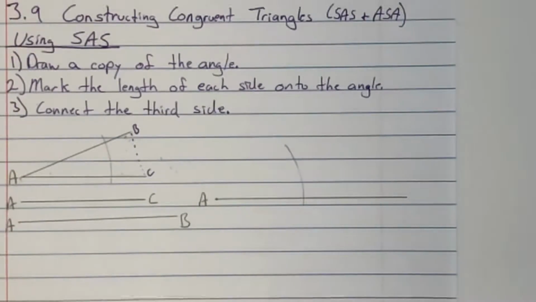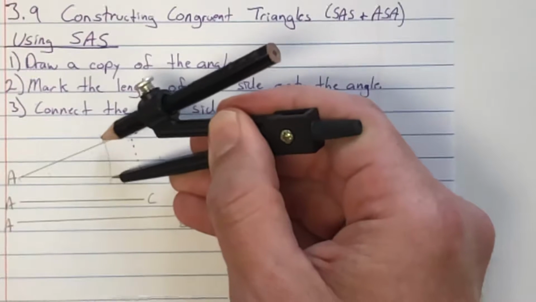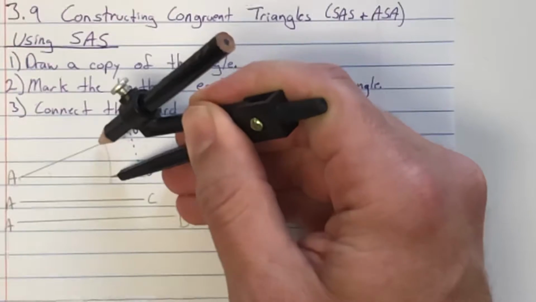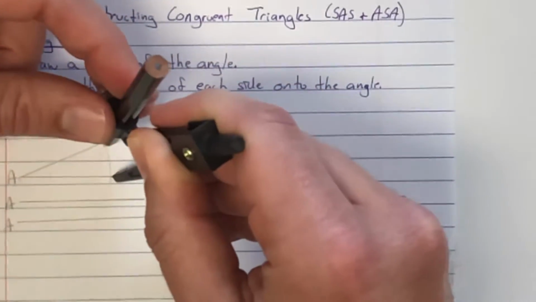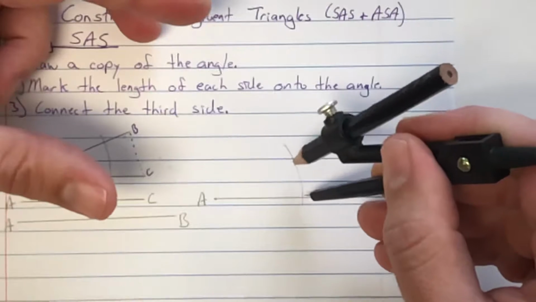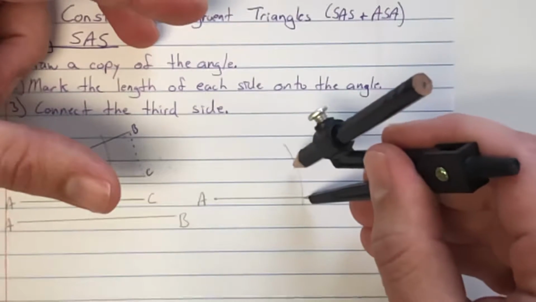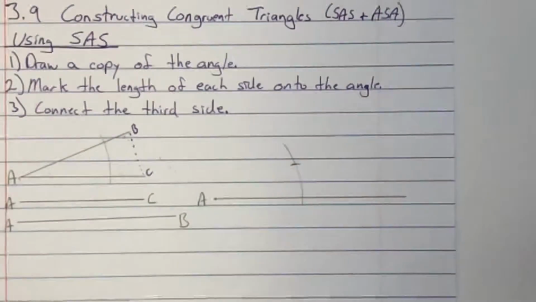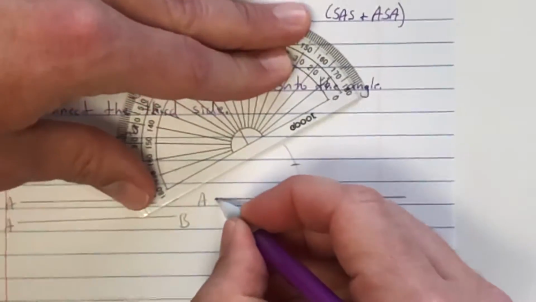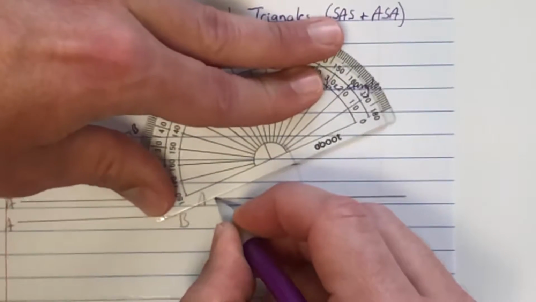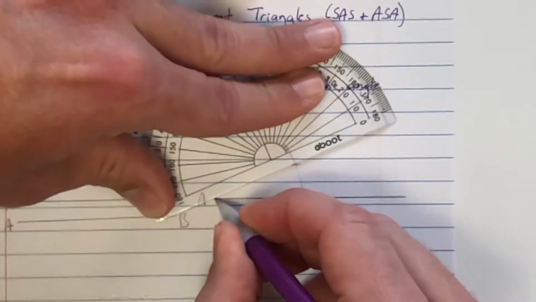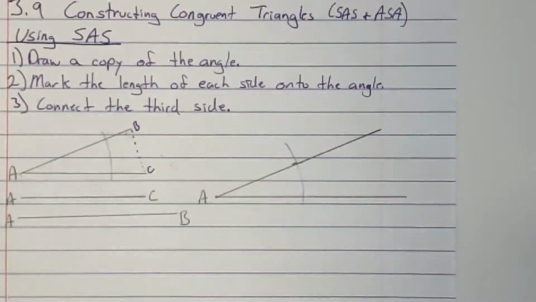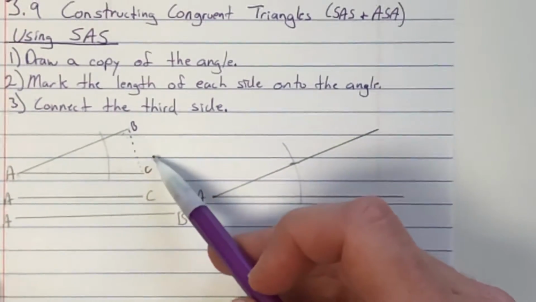Now I'm going to go back over to my original angle, and I'm going to measure how far it is between those two sides at the arc here. And then I'm going to make that point just like so. Now I'm going to draw a line from the vertex that I'm creating through that little arc intersection right there.